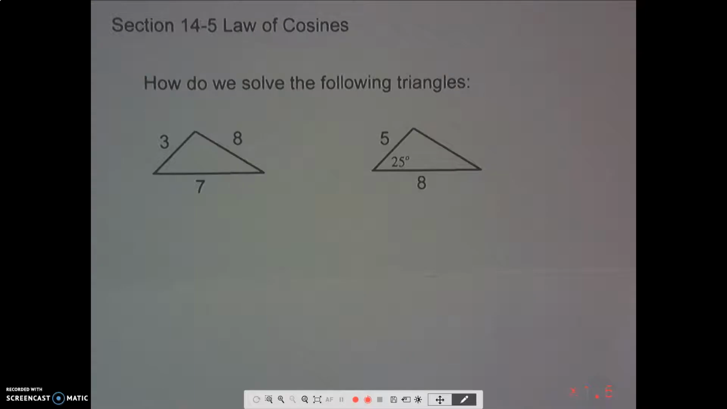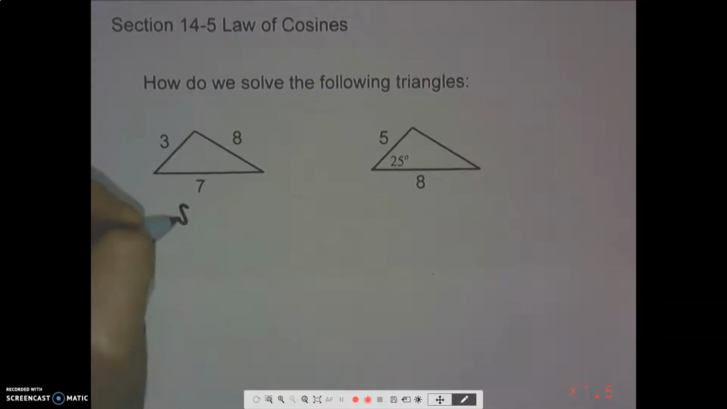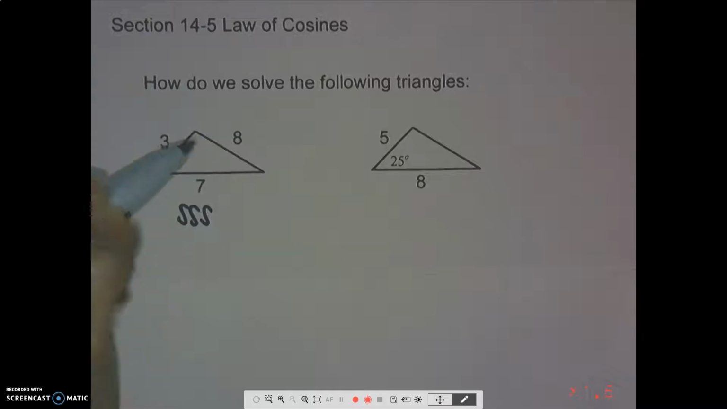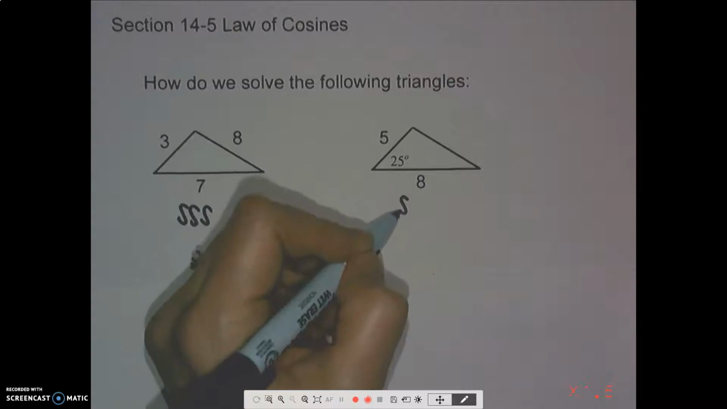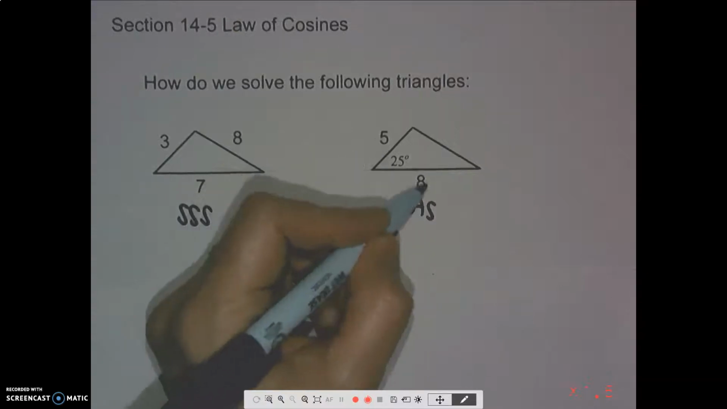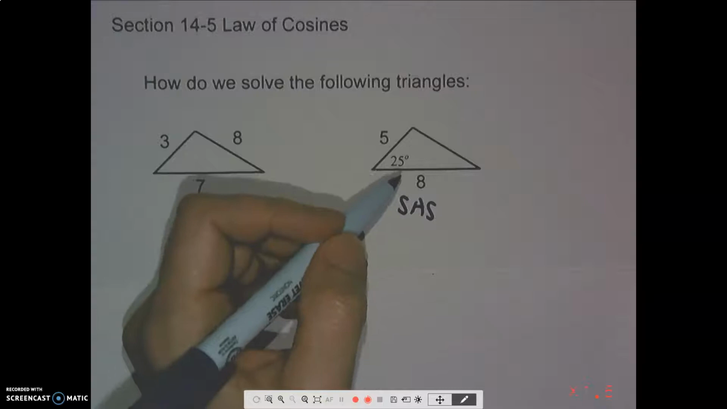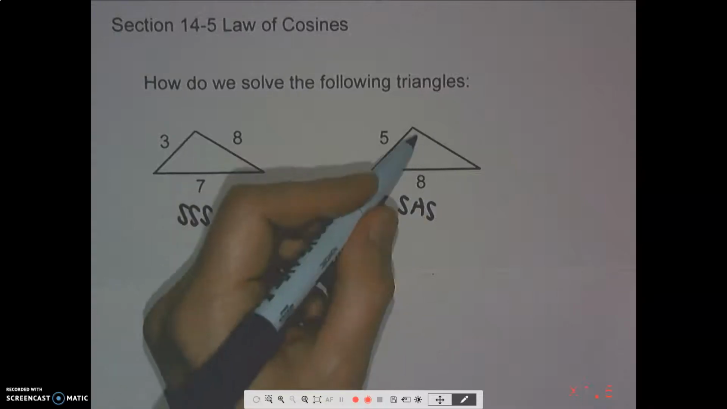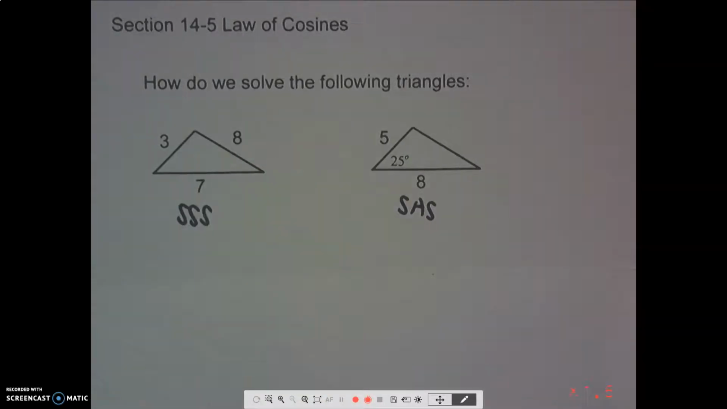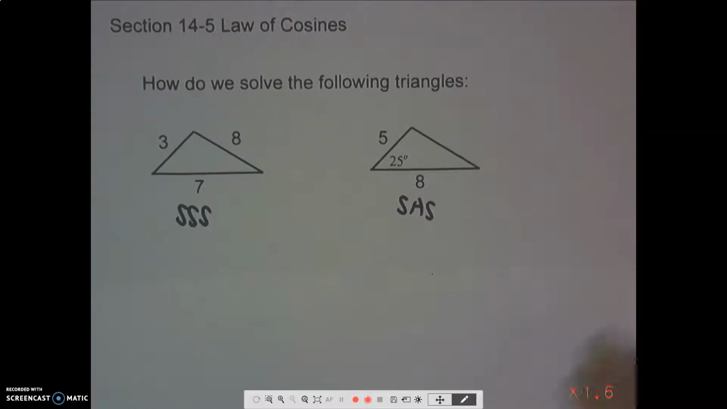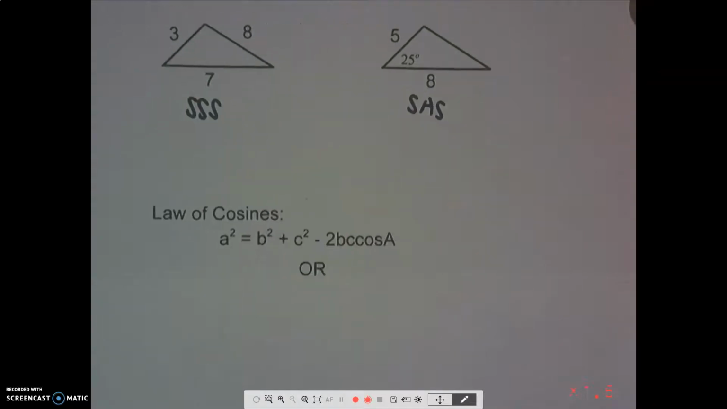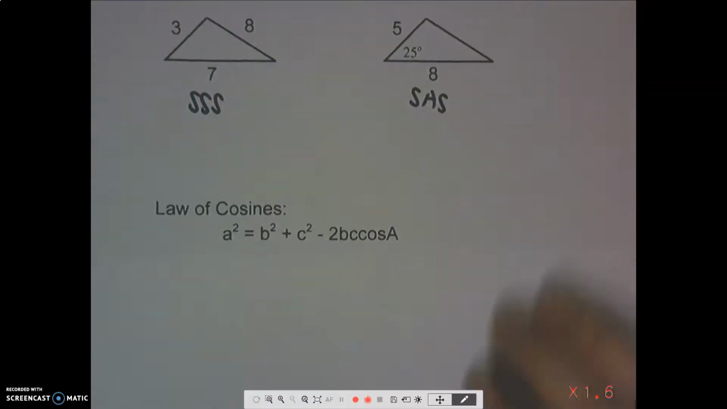But what about these two triangles? If we look here, we have all three sides, so this would be side, side, side. But we don't have an angle side pair in order to use law of sines. Over here, we have side, angle, side, because we have the angle in between those two sides. But again, we don't have an angle side pair and we don't have enough information to find the other angle to create an angle side pair. So that means that we're going to use law of cosines, which is this crazy looking formula here.